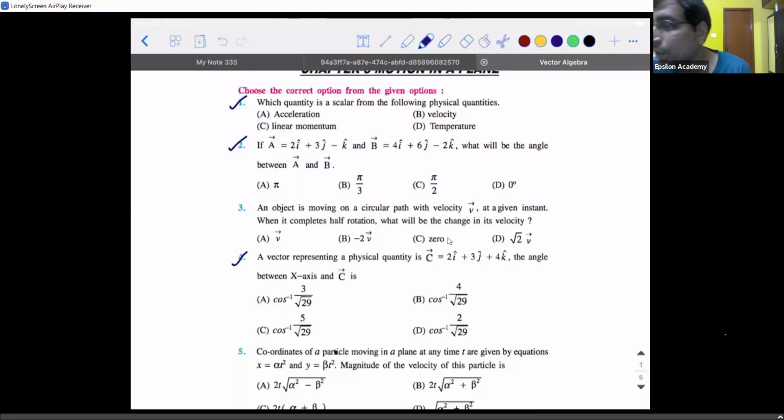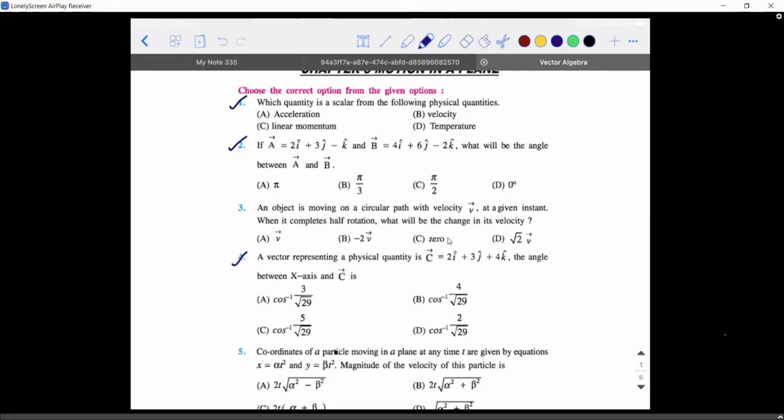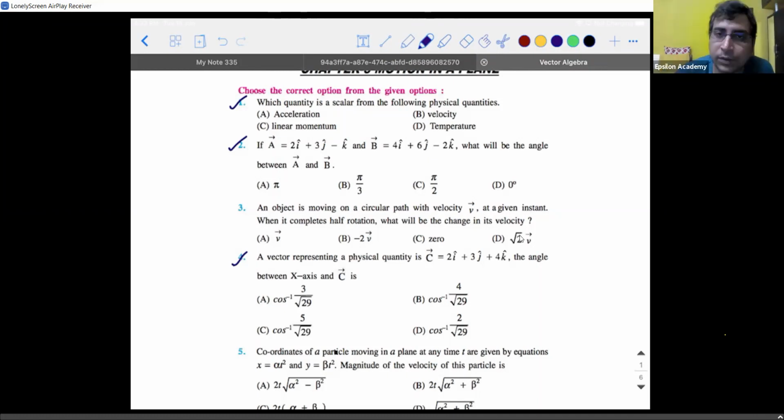Okay. So which quantity is a scalar from the following physical quantities? Acceleration, velocity, linear momentum, temperature. Temperature. Temperature is the scalar quantity. Okay, simple thing. Next. Second, if A vector is equal to 2i cap plus 3j cap minus k cap and B vector is equal to 4i cap plus 6j cap minus 2k cap, what will be the angle between A vector and B vector?